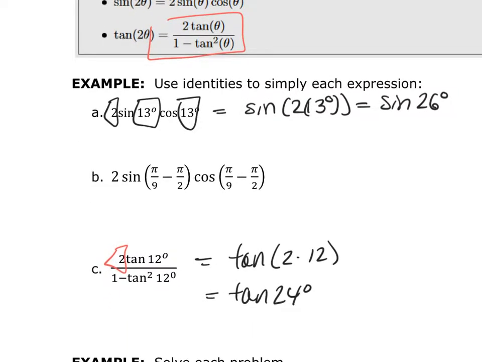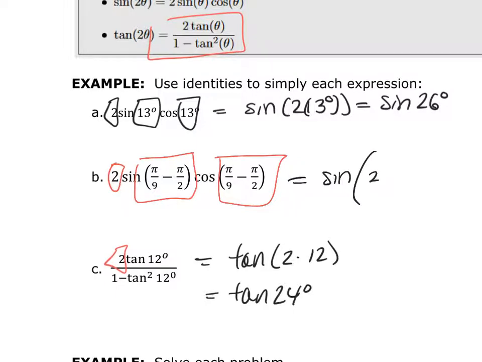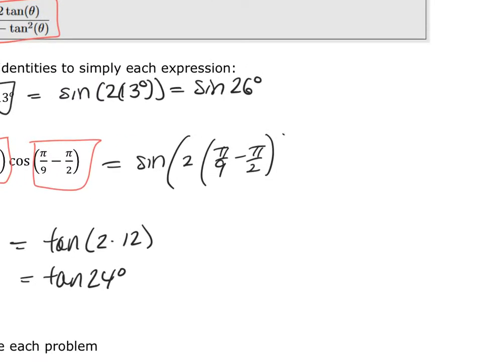Does it matter that I have pi over 9 minus pi over 2? No? Why does it not matter? Because they're the same thing. And I see a 2. This is the double angle for sine. So this is equal to the sine of 2 multiplied by pi over 9 minus pi over 2. This one we have to do a little bit of algebra. So this is going to be the sine of 2 pi over 9 minus pi.